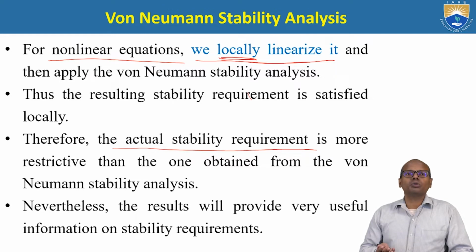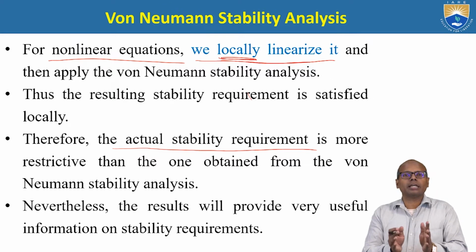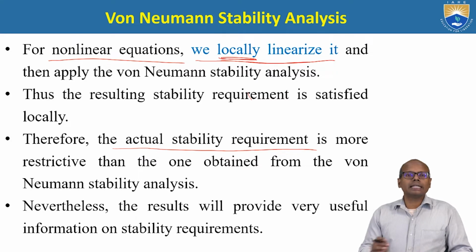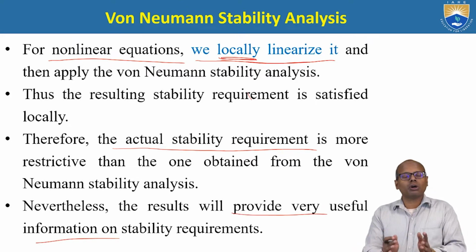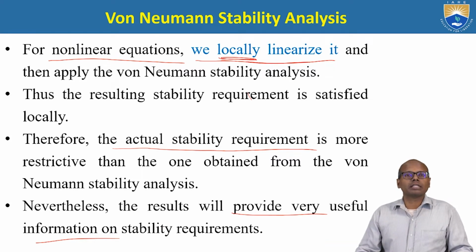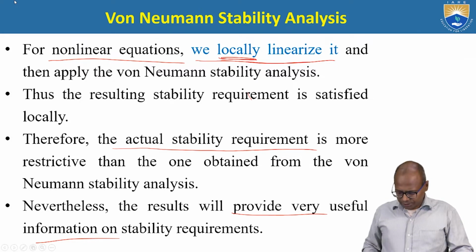Then why do we have to do von Neumann stability analysis? Because it is not giving the stability requirement for the entire equation. It is giving the stability requirement only for the local region where we linearized the equation. The reason is that it provides very useful information for stability requirements. Locally we get the stability requirement, and based on that we can find out the stability requirement for the entire equation. That is why we go for the von Neumann stability analysis even for non-linear equations.